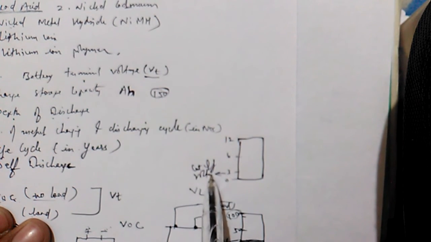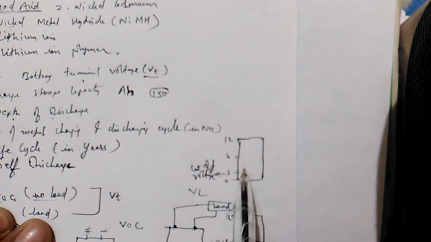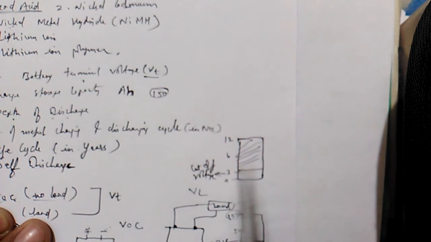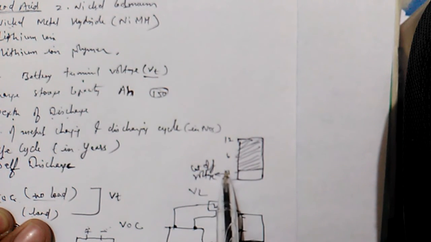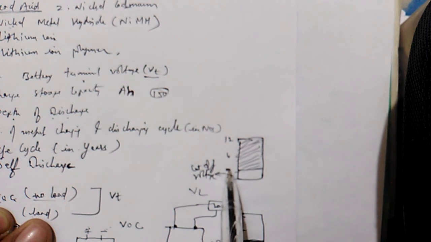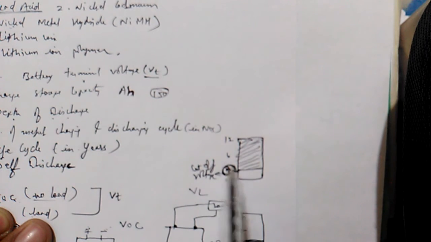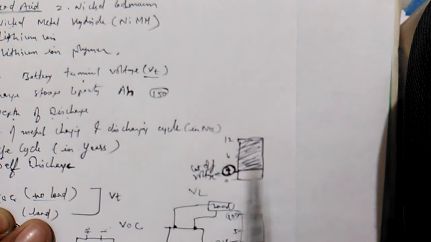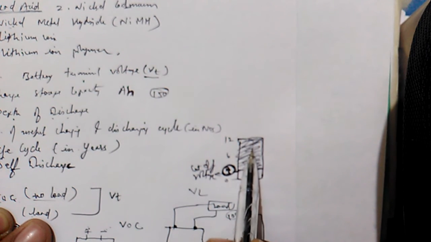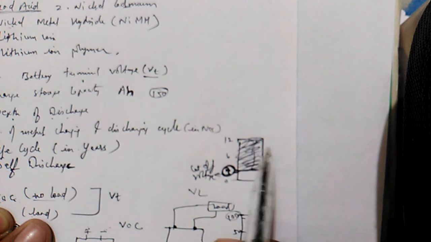Cutoff voltage means it will cut off the voltage when the battery has discharged up to this part, up to 3 volts. If it is discharged up to 3 volts, it will cut off. So this is its cutoff voltage. It will work only in this area: it provides charge when fully charged and goes down like this, and when it comes to 3 volts, it will stop giving charge.